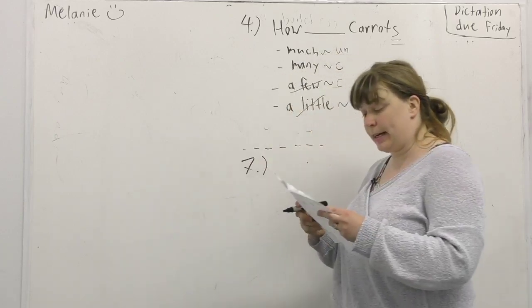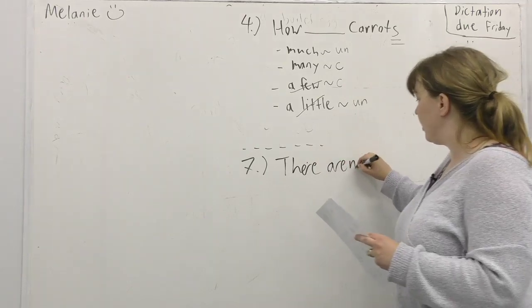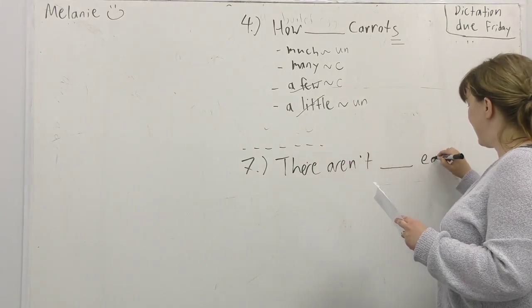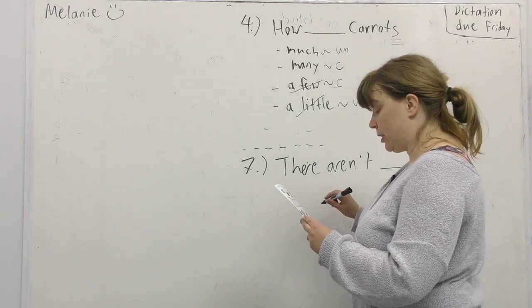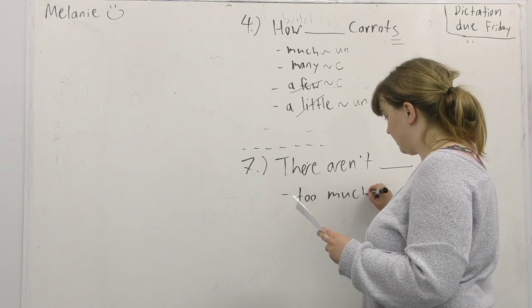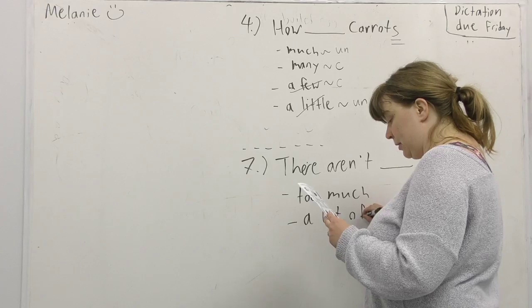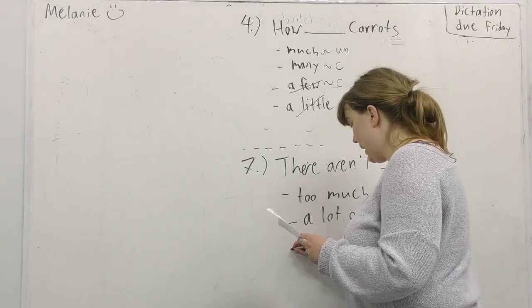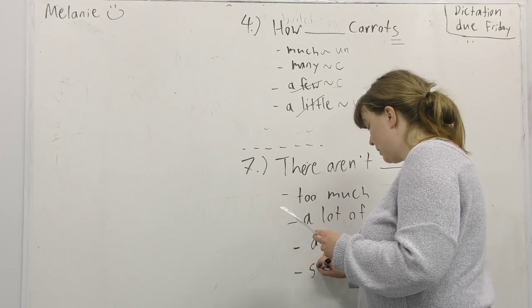Number 7. There aren't something eggs in the basket. There aren't. So we have too much. We have a lot of. And we have any. And we have some.